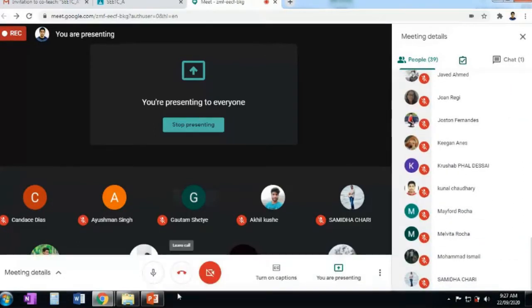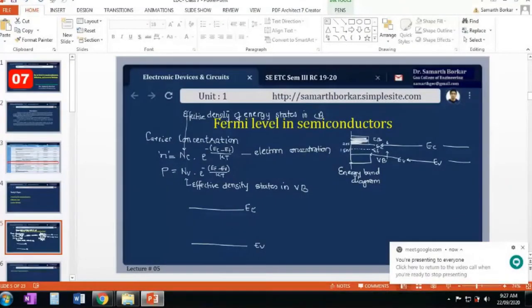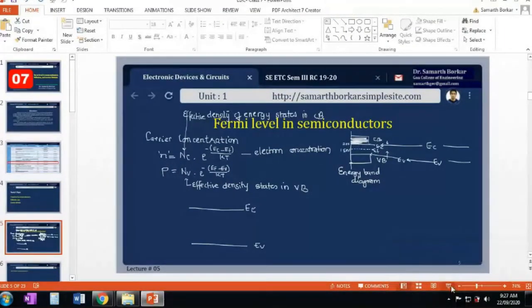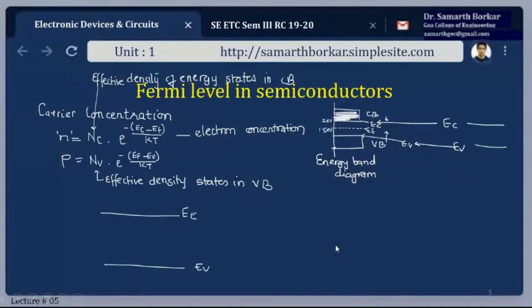Okay. So let us continue with our discussion. Now, by now you know what EC and EV are. Now, for our understanding, let us draw the Fermi level somewhere here, which is nearer to EC. Now, if I want to calculate the electron concentration in the conduction band.